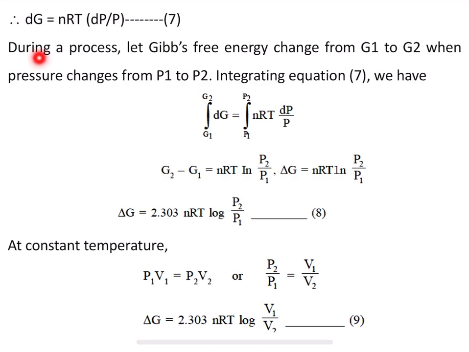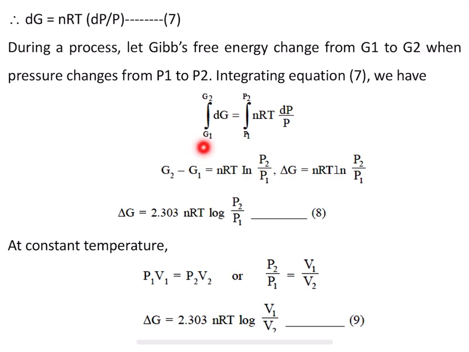Next, during a process, let Gibbs free energy change from G1 to G2 when pressure changes from P1 to P2. Since this is an isothermal process, temperature will be kept constant. So the only observation we can make is that there must be a change in free energy from G1 to G2, and that change in free energy will take place when pressure changes from P1 to P2. So this is the condition of the process.